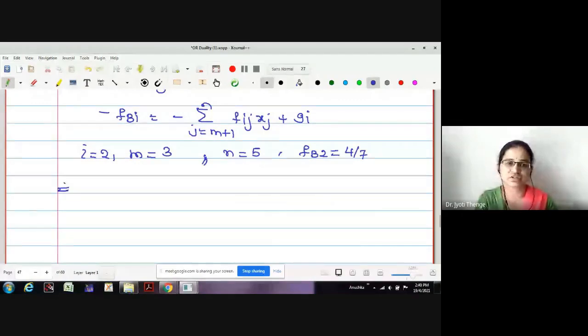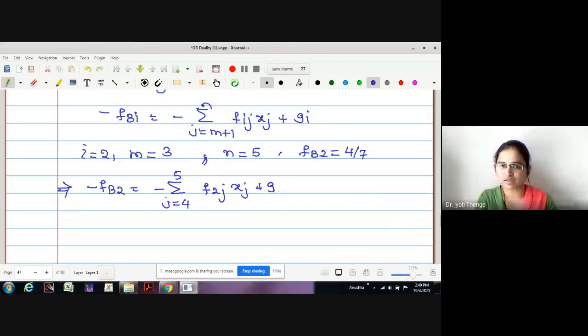What is the equation then? Minus FB2 equals minus summation J equals 4 to 5 F2J XJ plus G2. Okay, let me evaluate the sum. Therefore, this is F24.